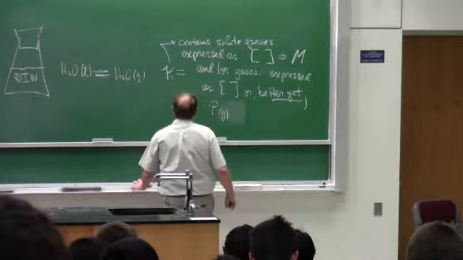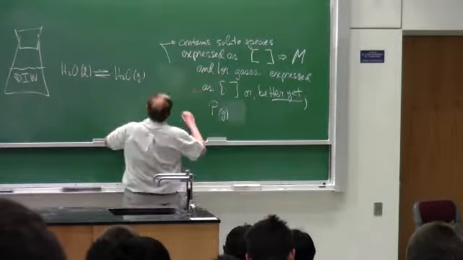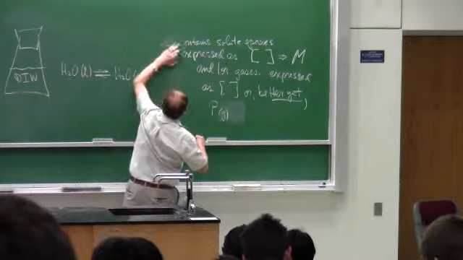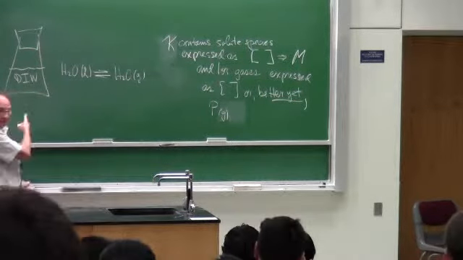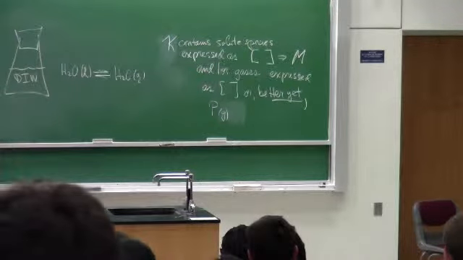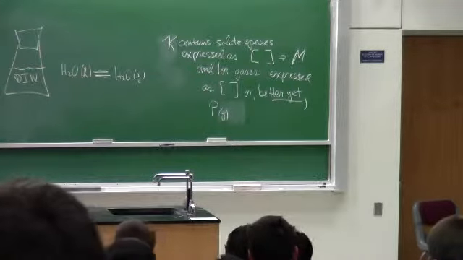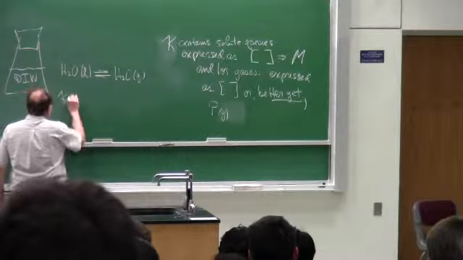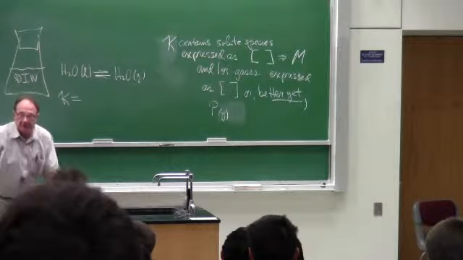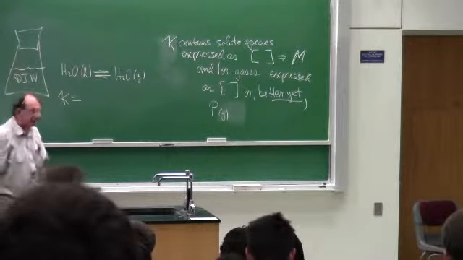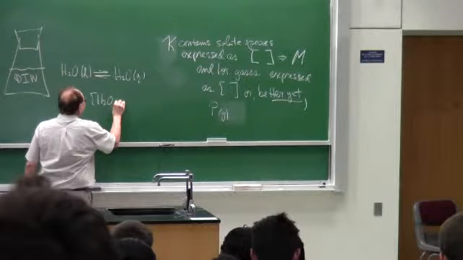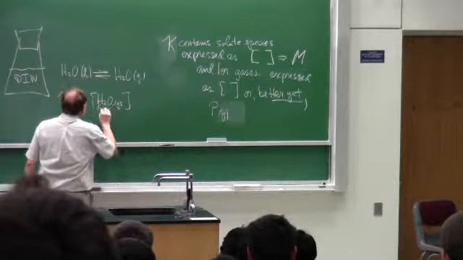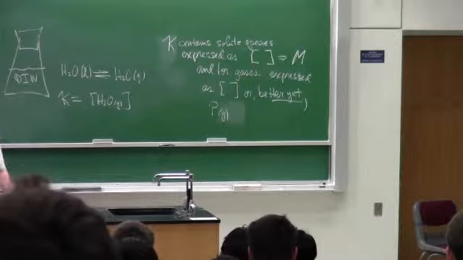Now, let's put this K up here. Now let's go back to our flask. Here's the equilibrium which lives in this flask. What is the equilibrium constant expression for this equilibrium? It can be written two ways. It can be written as this.